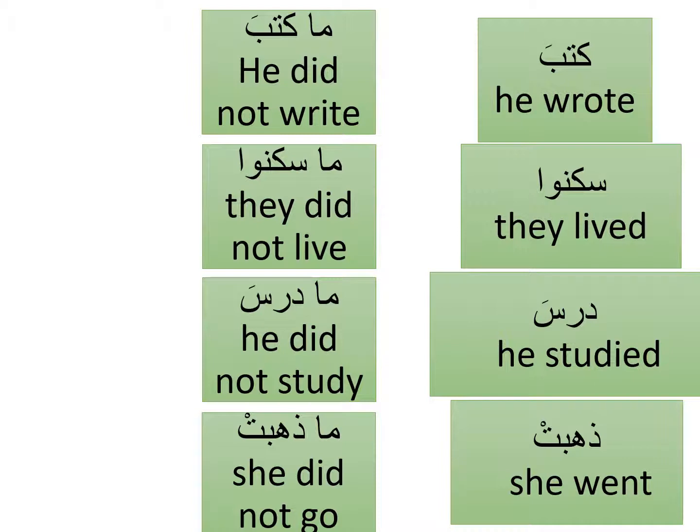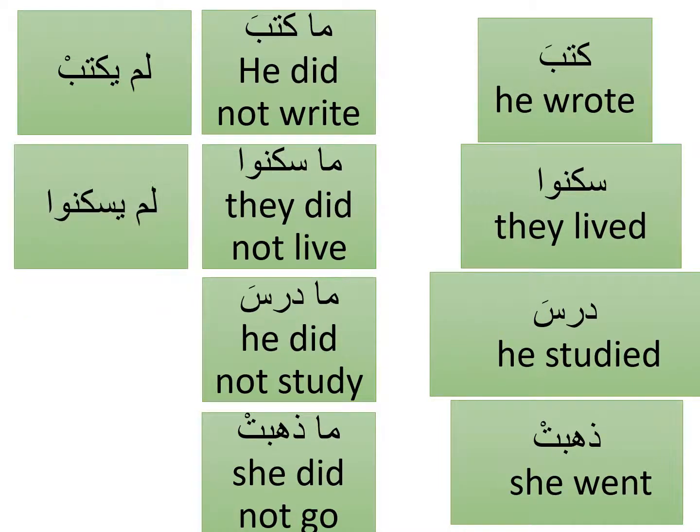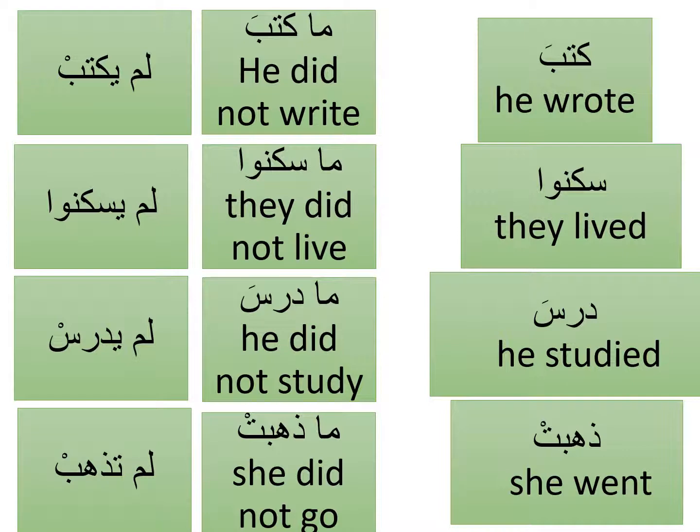If you want to use ما, follow it by past tense. If you want to use لم, follow it by present tense. And don't forget the سكون at the end. لم يكتب, لم يسكنوا, لم يدرس, لم تذهب.